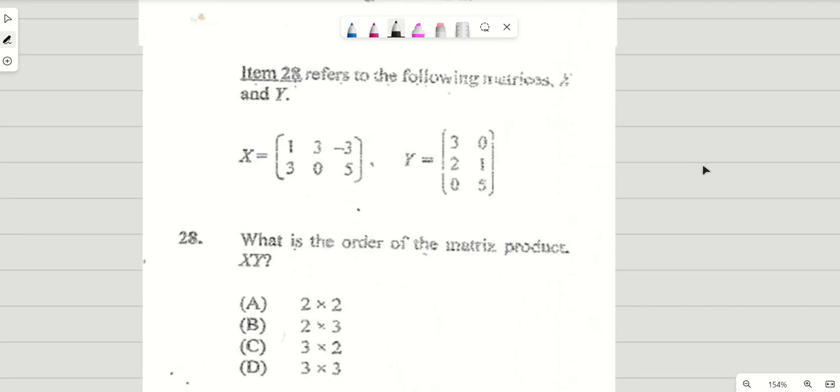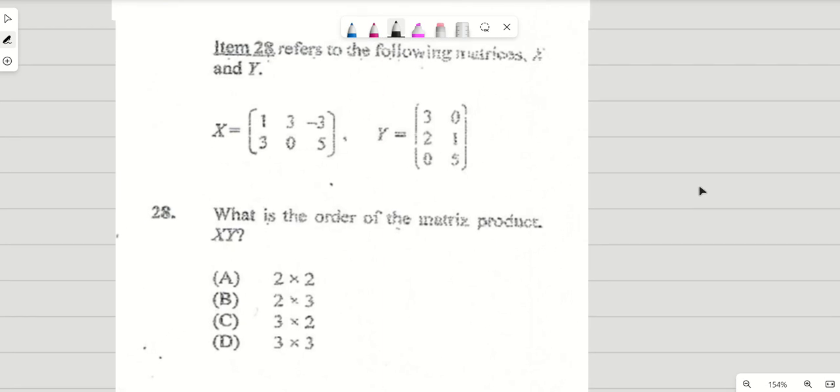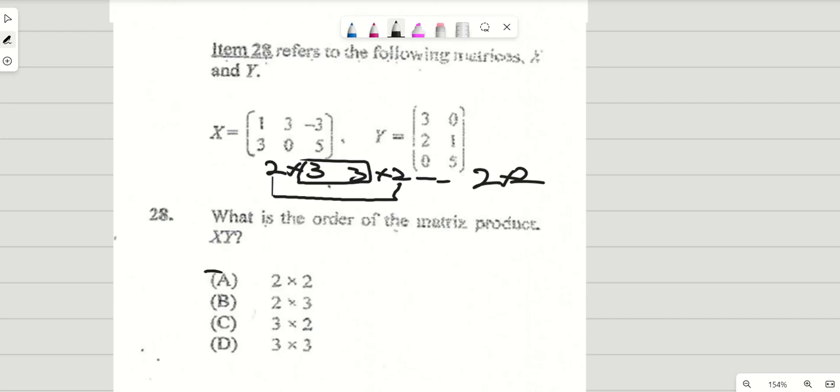Item 28 refers to the following matrices, X and Y. X is this, Y is this. What is the order of the matrix product XY? So if we multiply X by Y, first off, we have to see the number of rows by columns. X is 2 rows by 3 columns, and this is 3 rows by 2 columns, right? This is equal, right? So my product order would be the number of rows in my first matrix multiplied by the number of columns in my second matrix. So it will be a 2 by 2. So the answer is E.